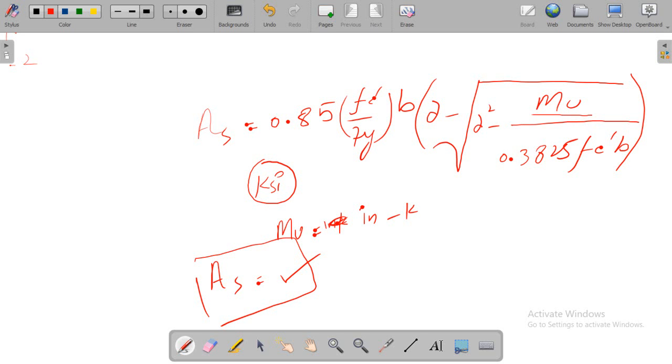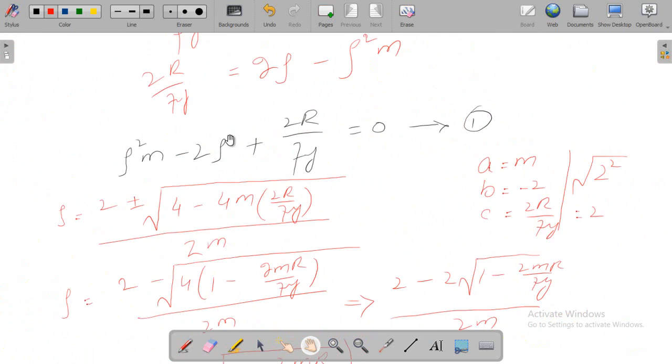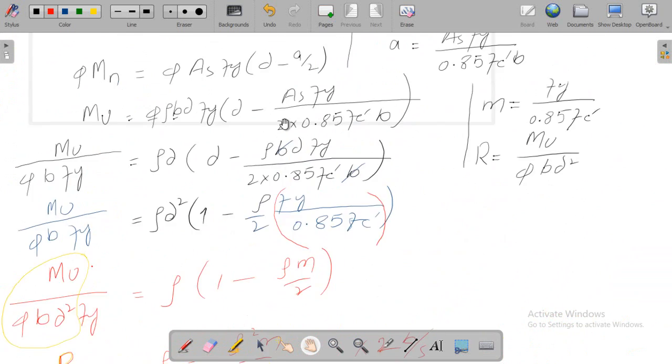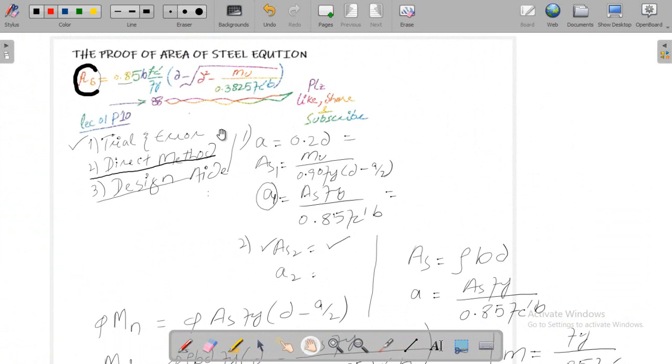So this ends this derivation, that how we will derive this equation. You see the steps right here, that how we will derive this equation, and this is one of the most important equations. Remember that it will be used in the examples. See you in next lecture.